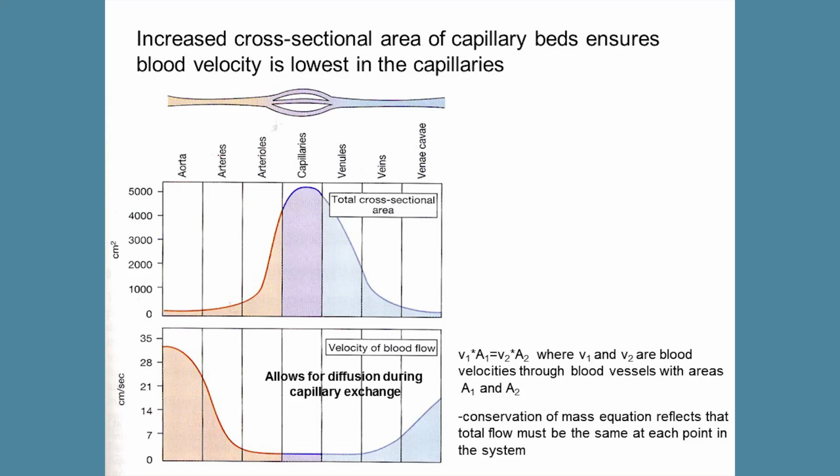So as blood moves through the vascular system, it slows down. And it's ideal that blood is at its slowest point in the capillaries because that's where the nutrient exchange has to happen. So you want optimized diffusion and very slow moving blood through the capillary beds at that point. And in fact, that's exactly what you see when you look at the velocity and cross-sectional area relationships.